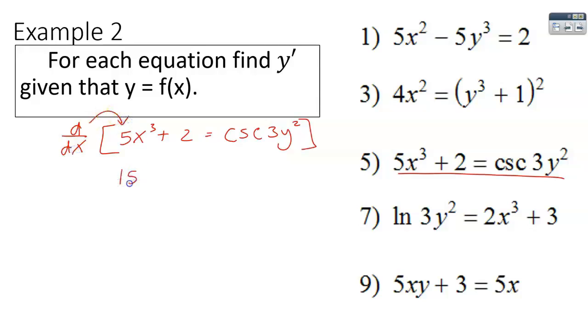Derivative of that would be 15x squared. Derivative of that is 0, so I'm not even going to write it. Cosecant. The derivative of cosecant is negative cosecant cotangent.